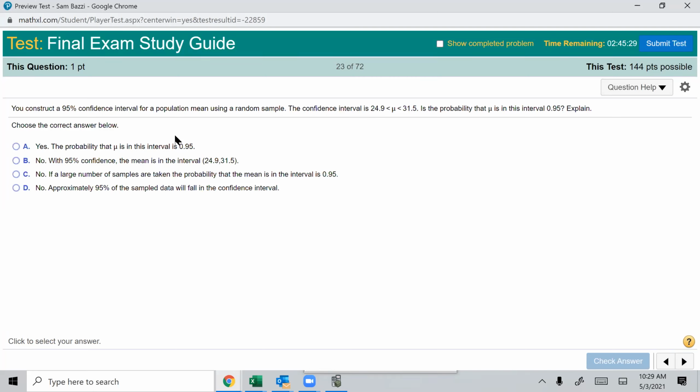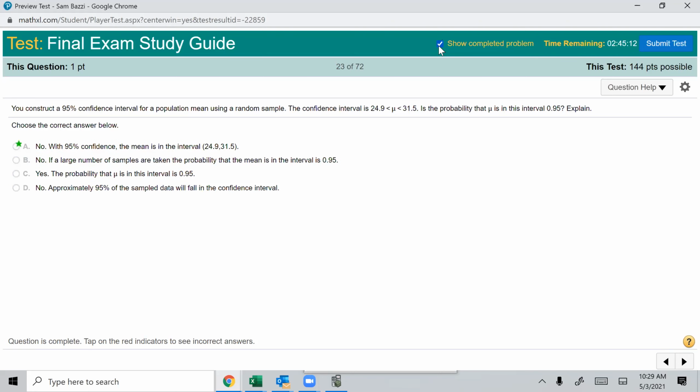You construct a 95% confidence interval of population mean using a random sample. The confidence interval is, this is just for the definitions, okay. You construct a 95% confidence interval of population mean using a random sample. The confidence interval mu is between 24.9 and 31.5. Is the probability that mu is in the interval 0.95? No, this is not a probability. This is a confidence level. With 95% confidence, we can say that the mean is between 24.9 and 31.15.